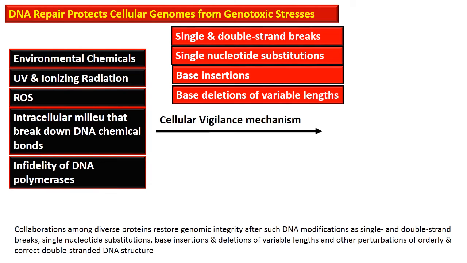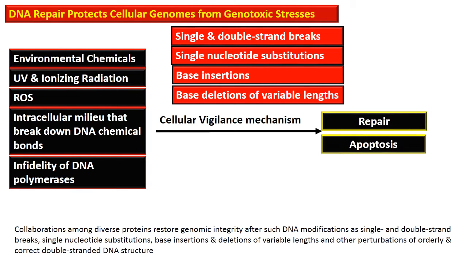There are certain cellular vigilance mechanisms that collaborate among diverse proteins and restore genomic integrity after such DNA modification, as these modifications are not intended to be carried into the daughter cell. So the cell repairs itself by these mechanisms and the DNA is repaired, or if the mechanisms fail to repair, there is activation of apoptosis.